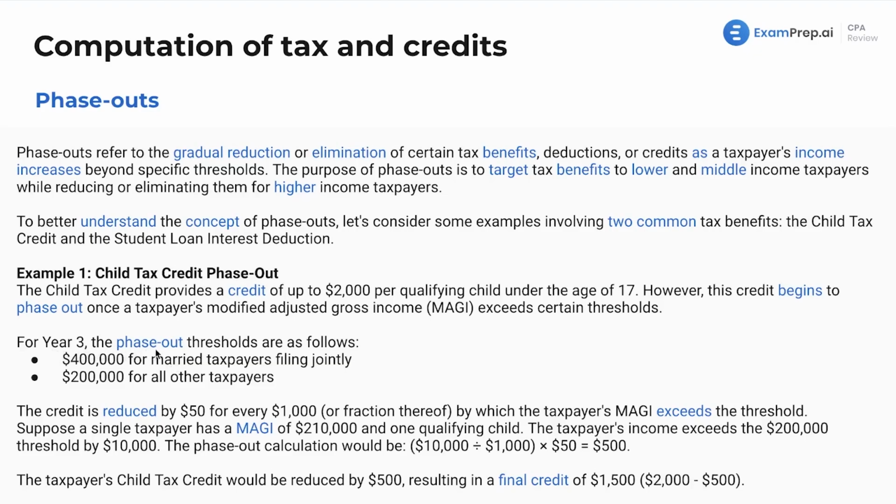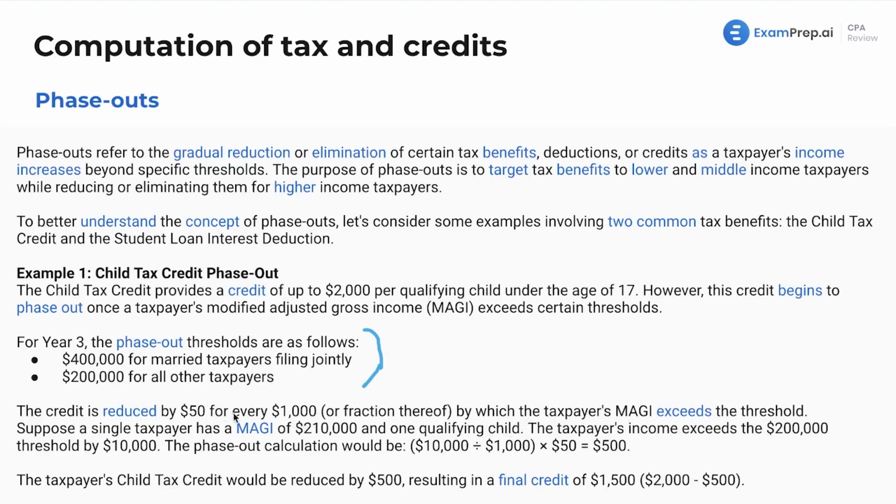So we see here, year 3, the phase-out amount thresholds are these amounts. These are not likely the amounts when you're taking the exam. These are just made up by us right here. So this credit, and also we're not worried about the specifics of the credit, we're just using this as an example to introduce phase out. This child tax credit provides a credit of up to $2,000 per qualifying child under the age of 17. However, the credit begins to phase out once a taxpayer's modified adjusted gross income exceeds certain thresholds. These are provided for you here. Obviously, a lot of them you'll have to memorize and know for the exam. The credit is going to be reduced by $50 for every $1,000 by which the taxpayer's modified adjusted gross income exceeds the threshold.